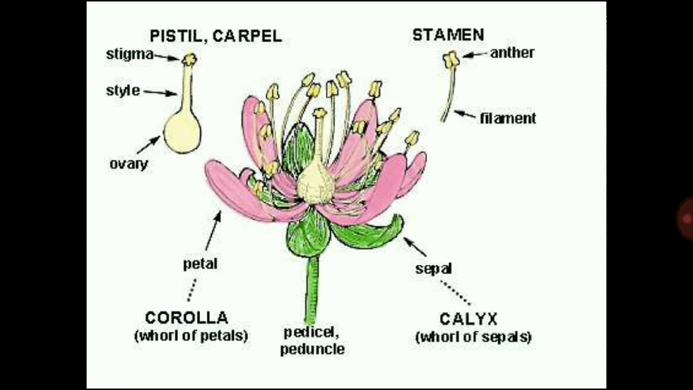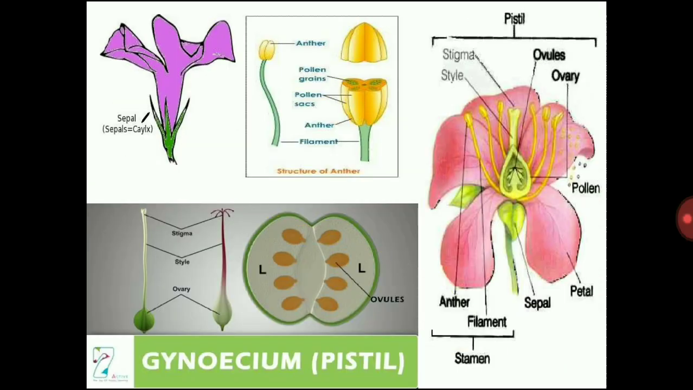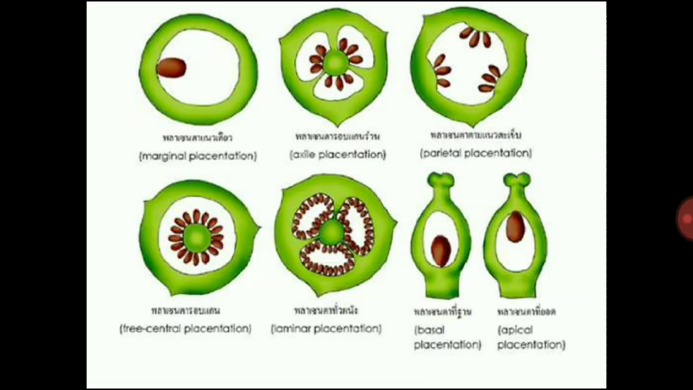When more than 1 carpel is present, they may be free, as in lotus and rose, and are called apocarpous. They are termed syncarpous when carpels are fused, as in mustard and tomato. After fertilization, the ovules develop into seeds and the ovary matures into a fruit. Placentation. The arrangement of ovules within the ovary is known as placentation. The placentation are of different types, namely, marginal, axial, parietal, basal, central and free central.